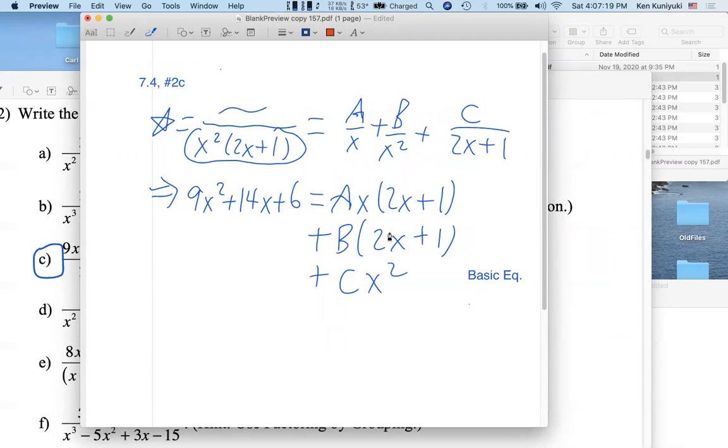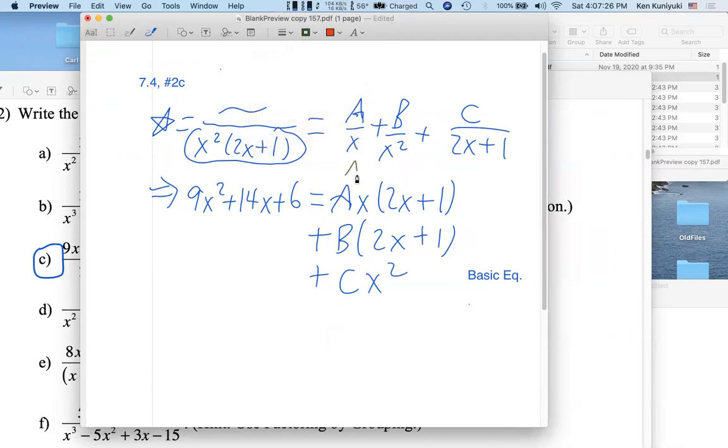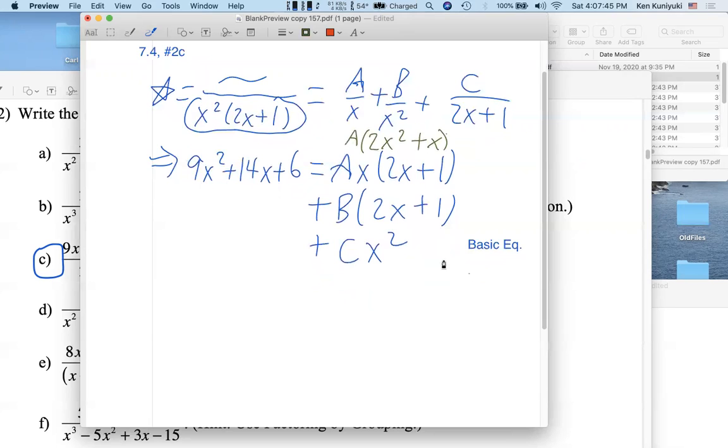What you said is not wrong. I'll do this in green. If you had A times the quantity 2x squared plus x, that's correct. It's not a mistake. It's just that it might be easier if you keep it in factored form like this, so that it's easier to plug in. You save yourself some heartache. If you want to plug in -1/2, that'll save you a lot of heartache. -1/2 is a good plug-in value, because it makes these equal to 0.